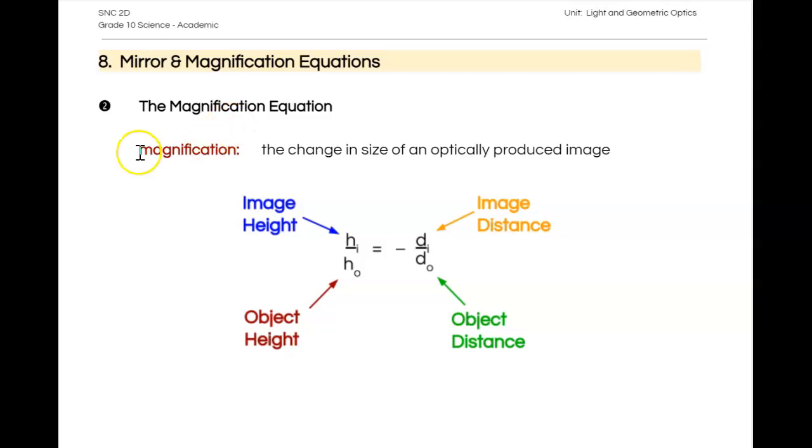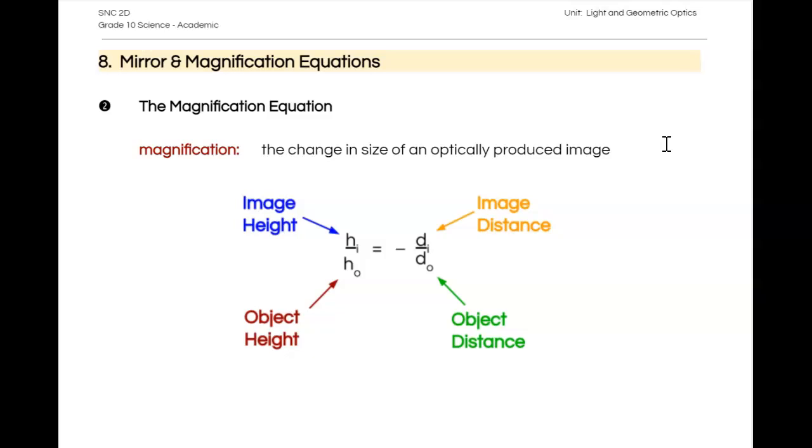When we think of magnification, hopefully you're thinking about changing the size. So in the case of optics, we're looking at whether the image is going to be larger or smaller than the original object that's placed in front of the mirror.